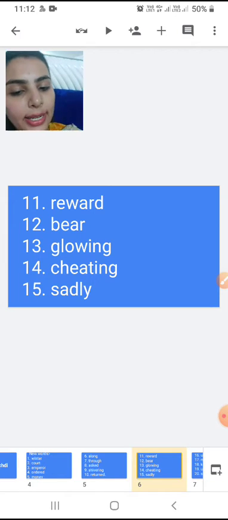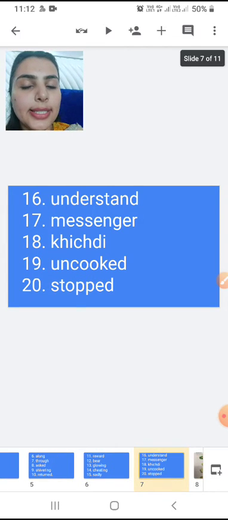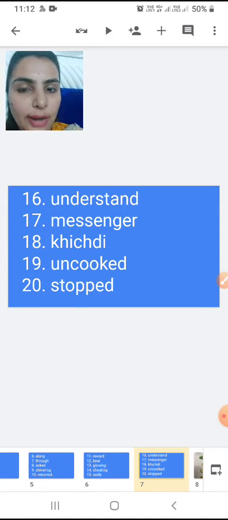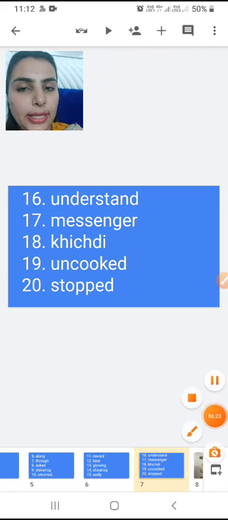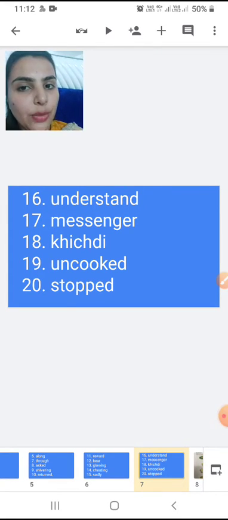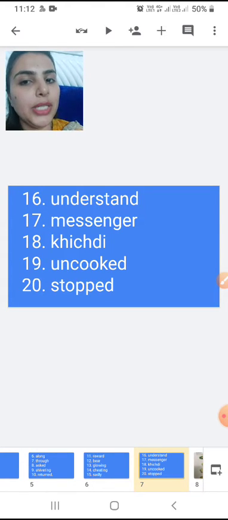Now, 16th is understand. U-N-D-E-R-S-T-A-N-D, understand. 17th is messenger. M-E-S-S-E-N-G-E-R, messenger. 18th is khichdi.